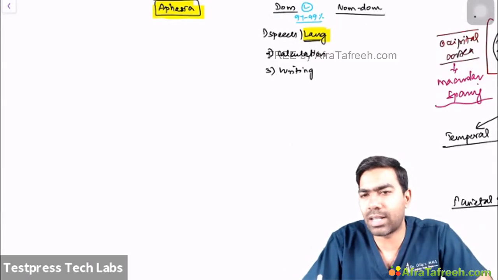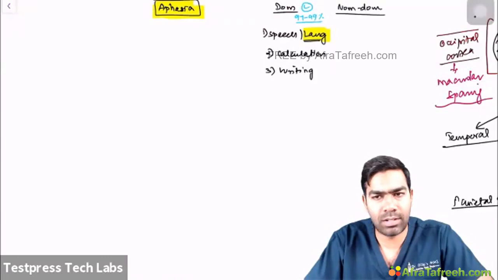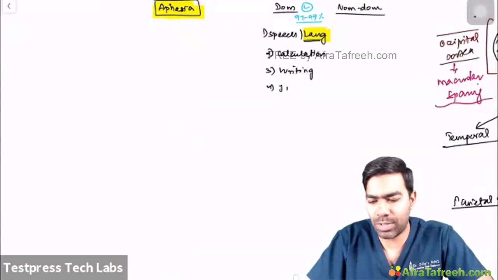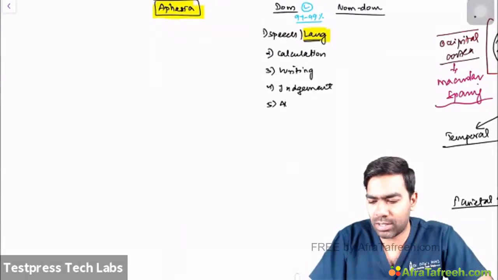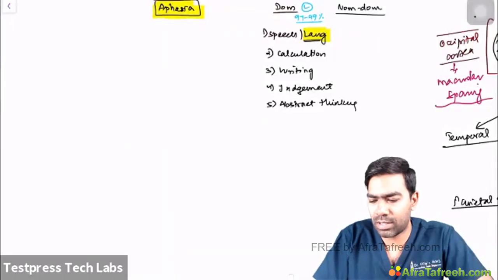So what are the other things that are done by the dominant hemisphere? Any idea? Yeah, logic, which I would probably call judgment, and abstract thinking. Can anyone tell what you mean by abstract thinking?